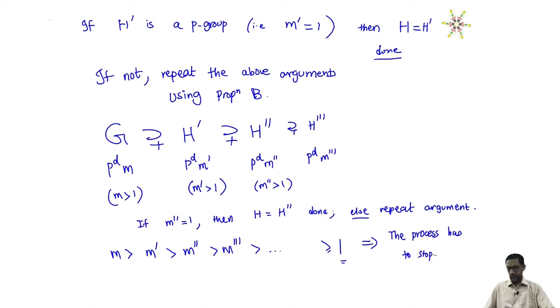And at some point it stops, you have to reach 1, which means that there is some subgroup whose cardinality is p power d into the corresponding m, which had better be 1. In other words, its cardinality is p power d. So you can't keep going on and on here. At some point the process has to stop, which means that you must have reached a p-group. And that's really the proof of the theorem. Proof complete.